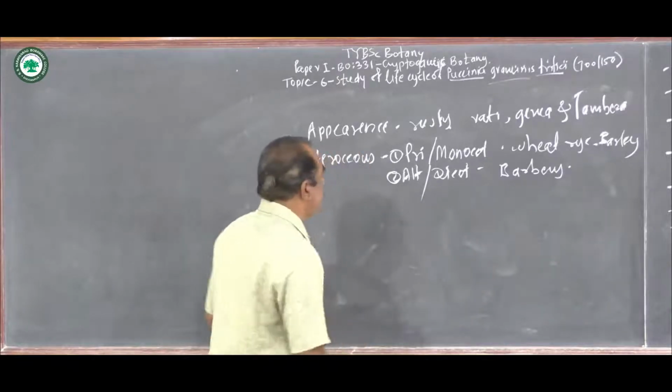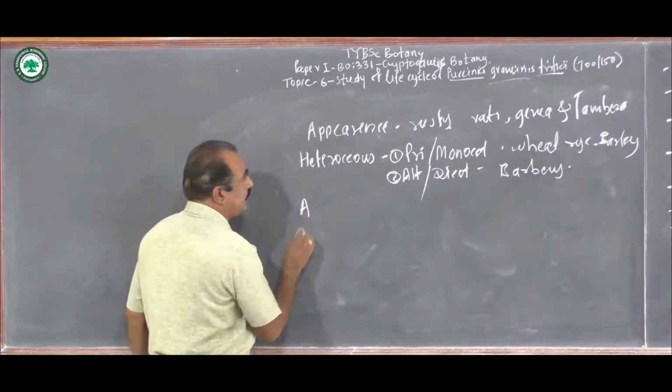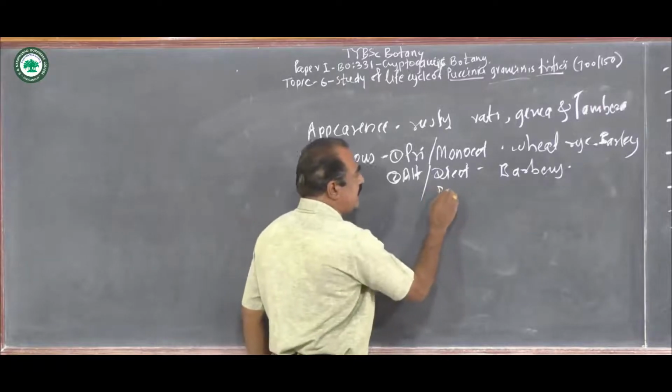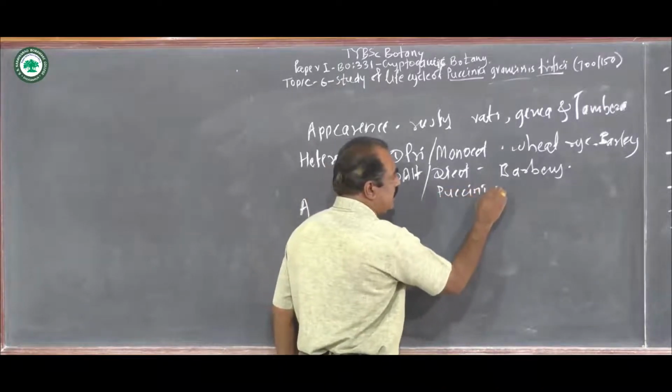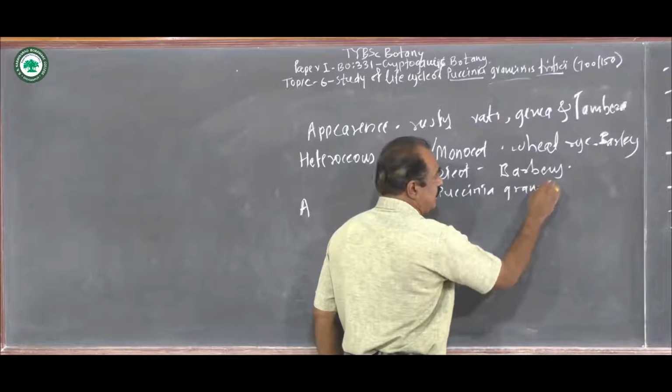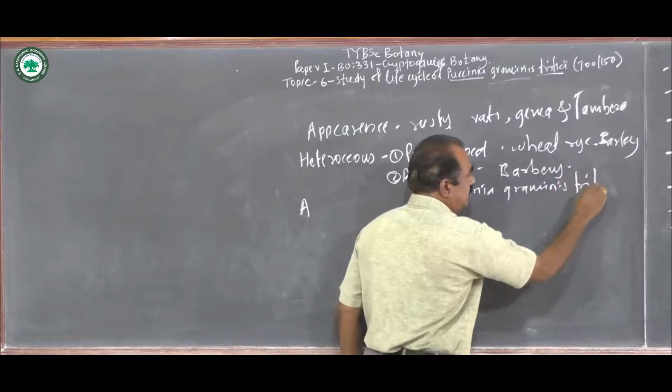Now next character, that is autoecious. Its example is Puccinia graminis tritici.